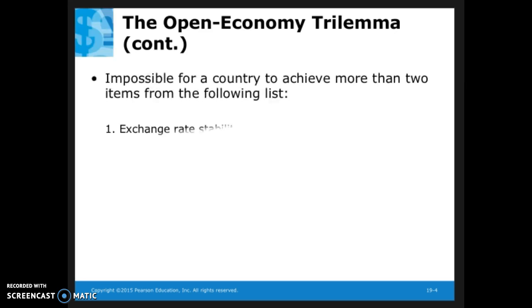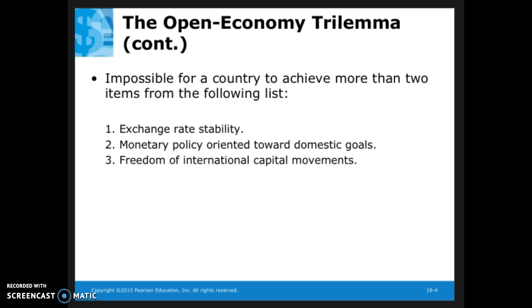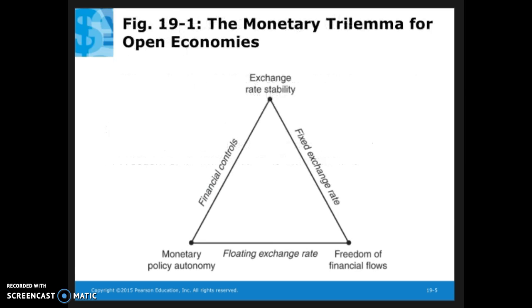So it's impossible in theory for a country to achieve more than two items from the following list: exchange rate stability, monetary policy towards domestic goals, freedom of international capital movements. This is kind of a nice little chart that shows that.